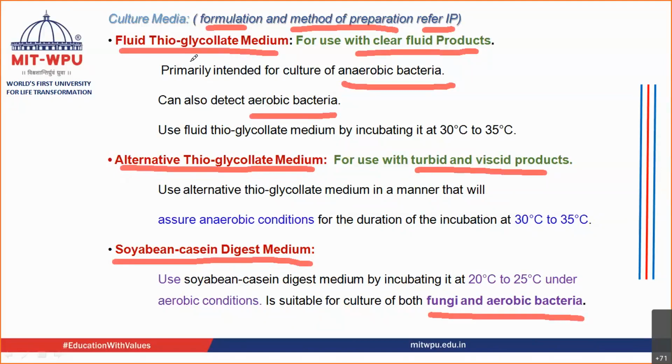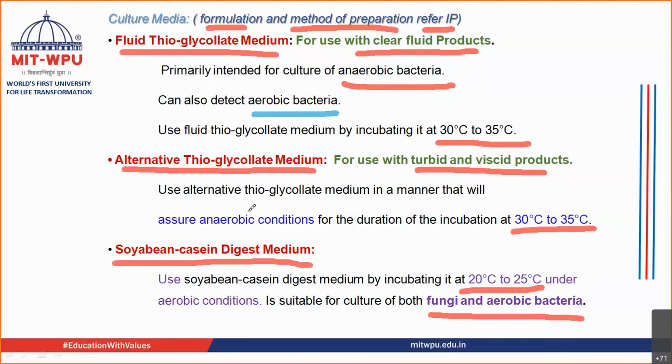When you are using fluid thioglycolate medium, you have to incubate it at 30 to 35 degrees Celsius. Even your alternative thioglycolate medium has to be incubated at 30 to 35 degrees Celsius, whereas your soybean casein digest medium has to be incubated at 20 to 25 degrees Celsius, right? As I told you, this is for anaerobic bacteria as well as for aerobic bacteria. Your alternative thioglycolate medium is basically used under anaerobic conditions, and for your soybean casein digest medium also you have to maintain anaerobic conditions.